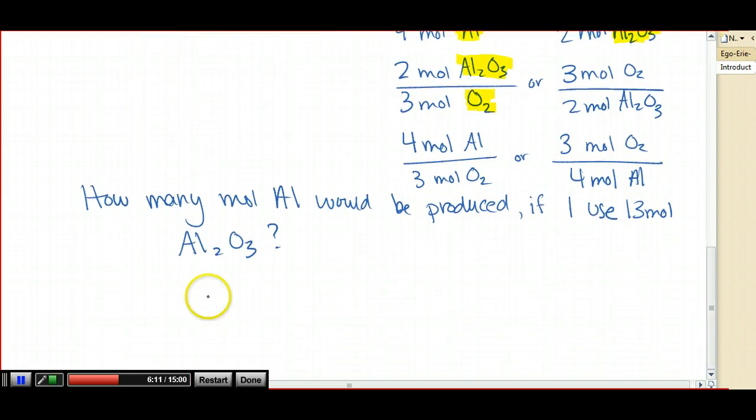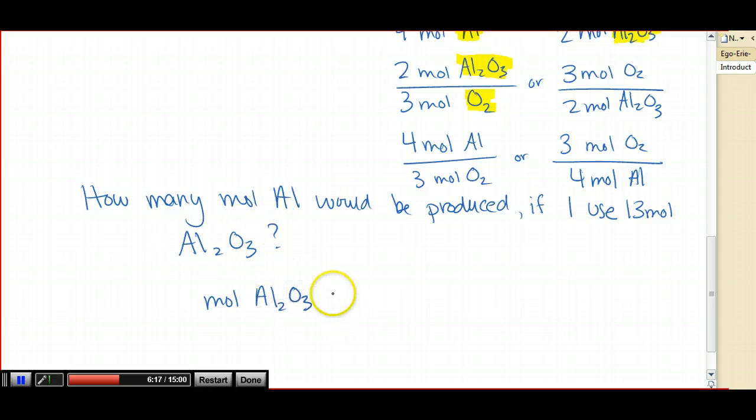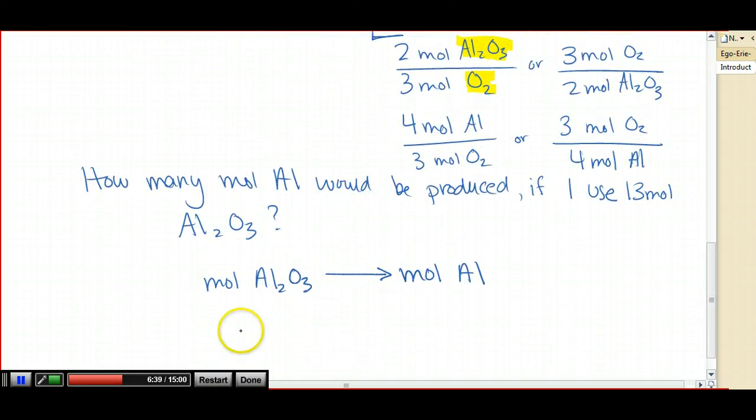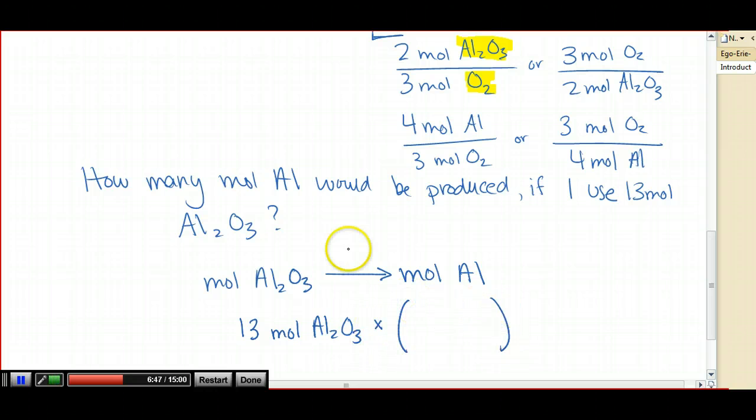So my path is that I need to convert from moles of aluminum oxide to moles of aluminum. The conversion factor, or mole ratio, that I have for that would be the one that relates aluminum oxide and aluminum, which would be one of these top 2. So if I try that, I start out with 13 moles of aluminum oxide, and I'm going to multiply it by the conversion factor that would get me from moles of aluminum oxide to moles of aluminum.